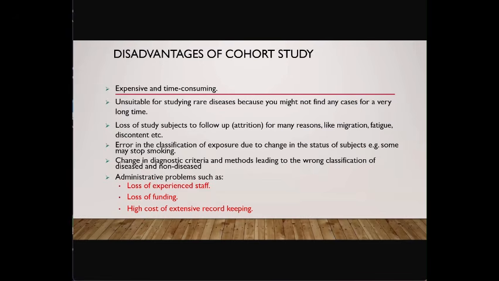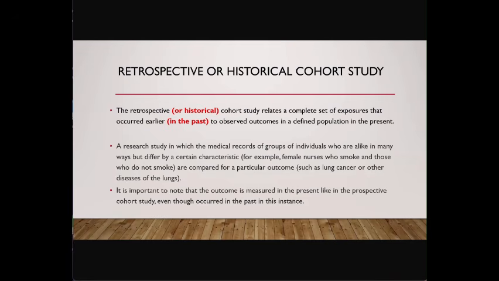There could be administrative problems. We can lose experienced staff. People can poach experienced staff from the organization. You can lose funding, just as Donald Trump came and said, hey, no, USAID enough. You have been doing Father Christmas. No, enough is enough. You can lose funding. And again, because we are following people over time, record keeping can be high cost. Okay, so that is that.